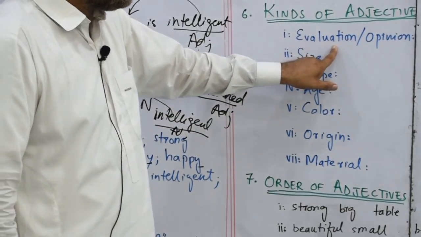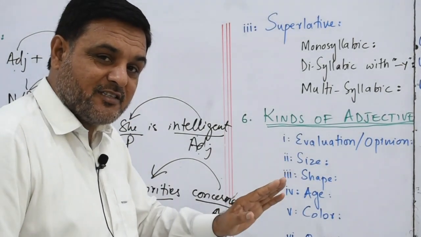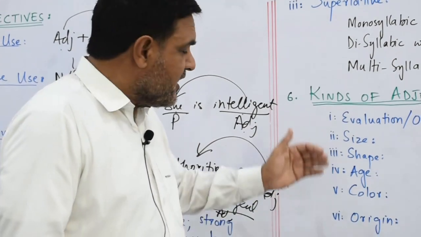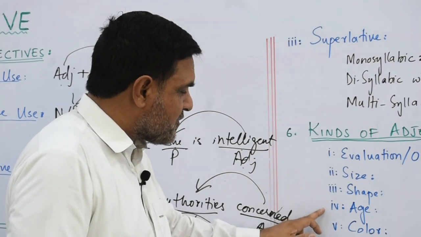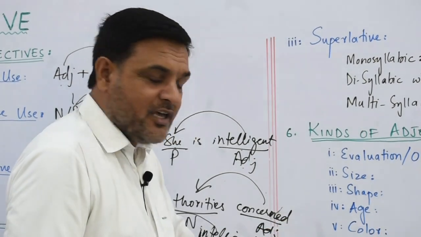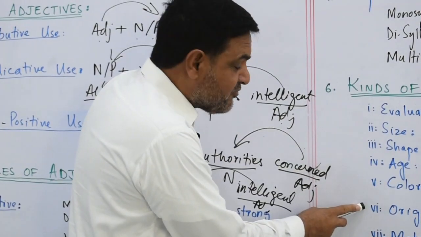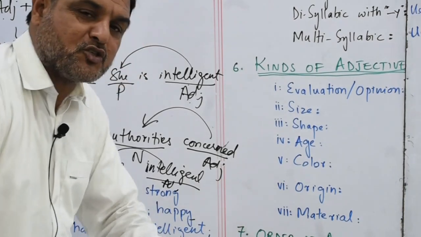Adjectives of evaluation or opinion are used before the adjective of size. The adjective of size is used before the adjective of shape. The adjectives of evaluation, size, shape are used before the adjectives of age, color, origin, or material. In the same way, the adjective of color is used before the adjective of origin. The adjective of origin is used before the adjective of material. And here are examples, don't get confused.